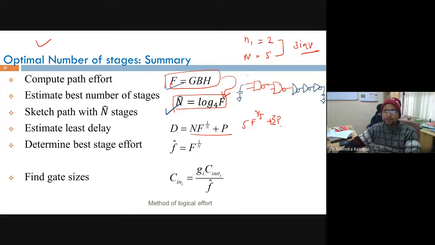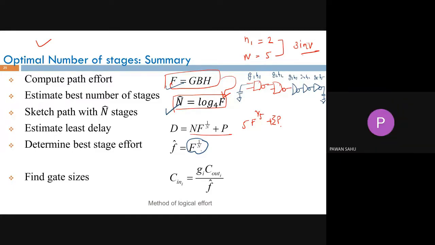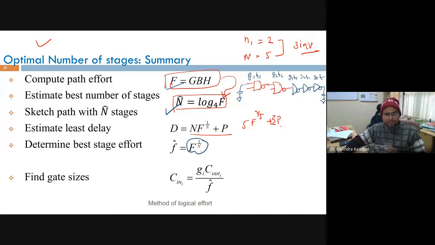Now what is your job? The job is now to divide the efforts of each stage equally. Means G1H1, G2H2, G3H3, G4H4, G5H5 all should be equal. And equal to how much? F to the power 1 by 2 or 1 by 5? 1 by 5. Once you have done that, again you do the backtracking, find out the capacitances, and once you know the capacitances, you know the W by L.